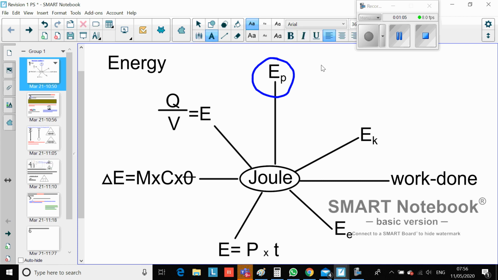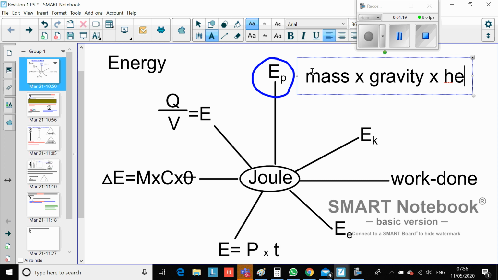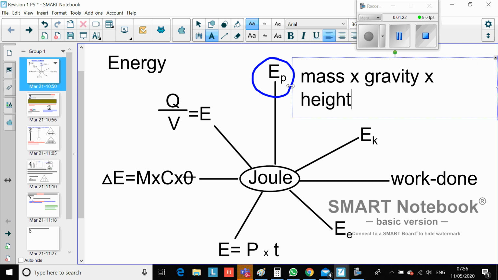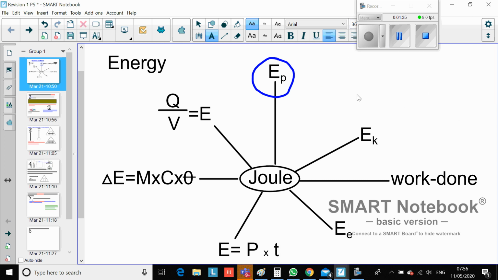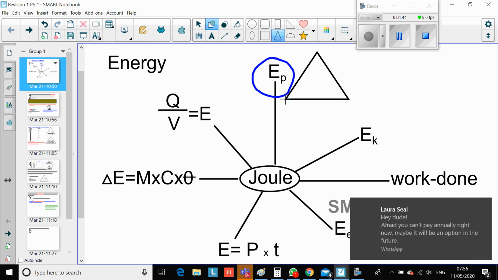So for those of you that can recall, to calculate the gravitational potential energy, you need to know the mass times the gravity times the height. Okay, so mass times gravity times height will equal gravitational potential energy. And then, of course, you can triangle that up. So if I just quickly get rid of that for a second. Okay, hopefully you all remember your equation triangles. Now, most equation triangles only have two factors in them, but this one has three.